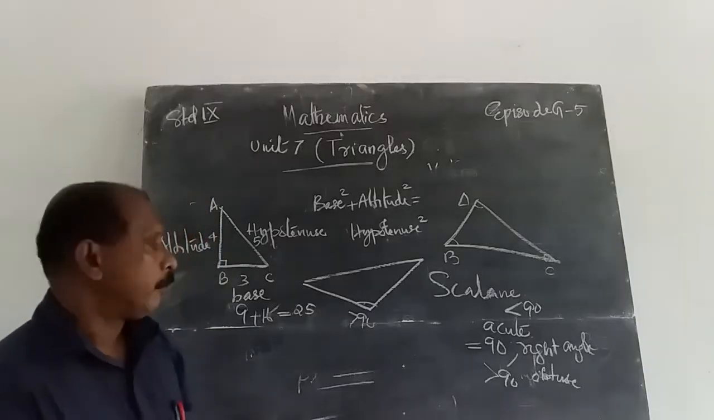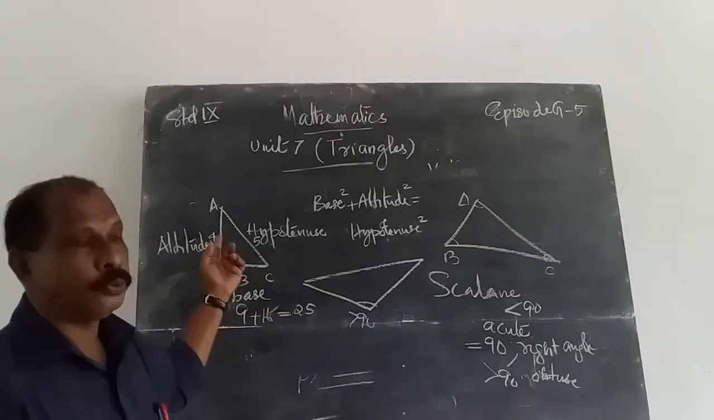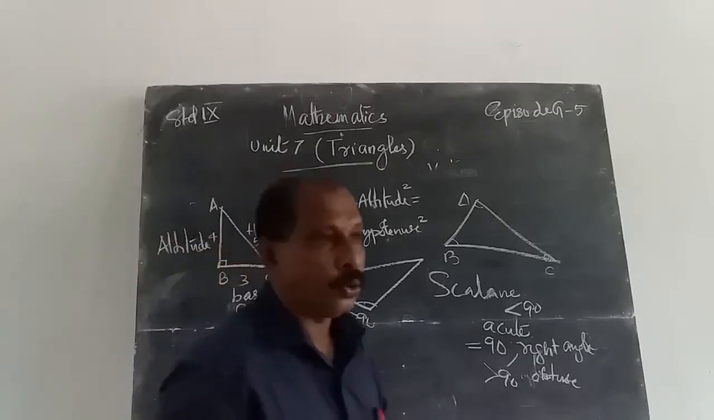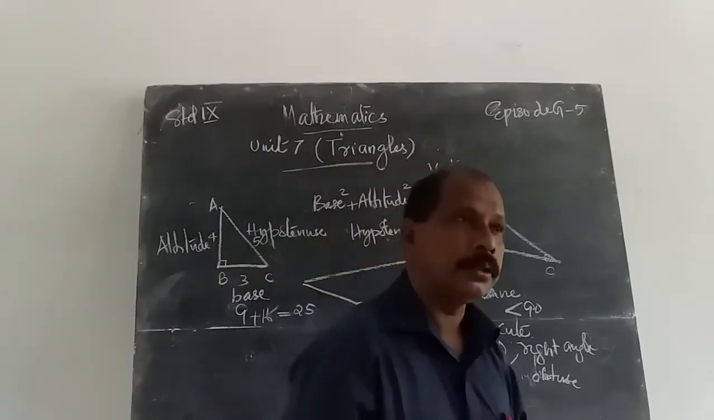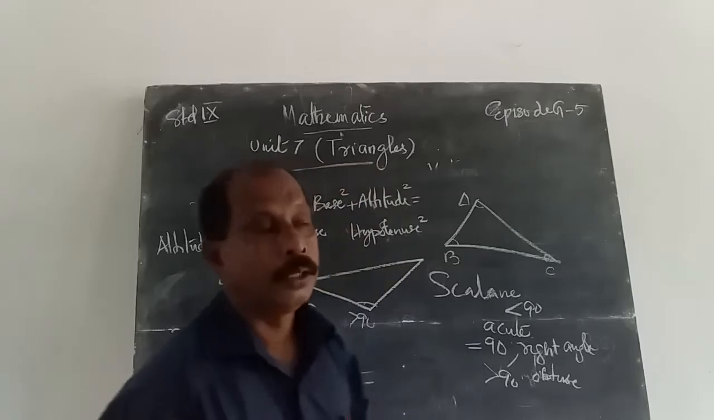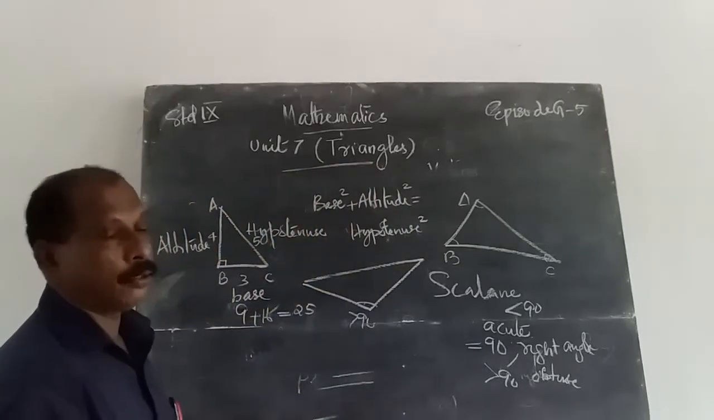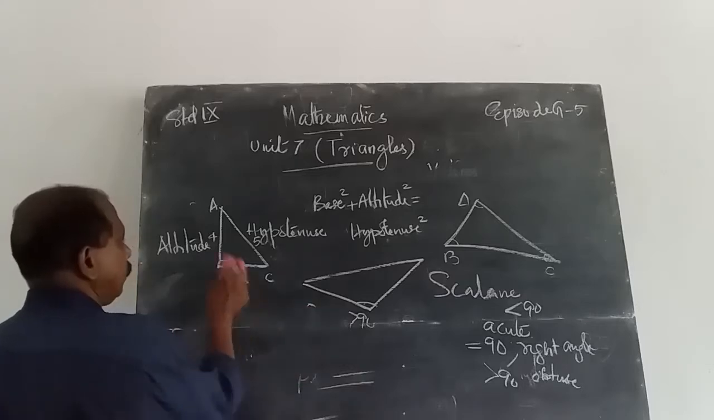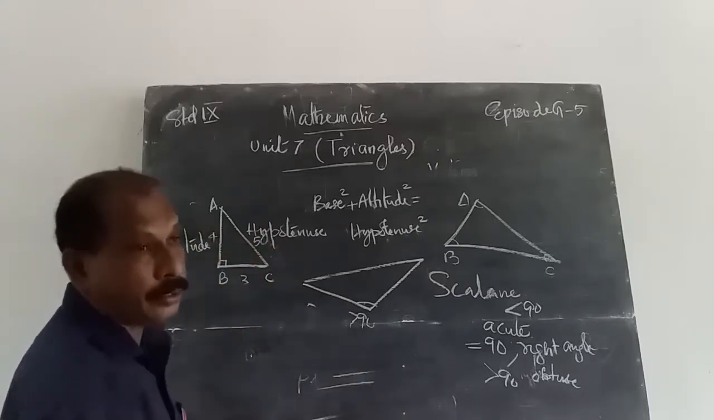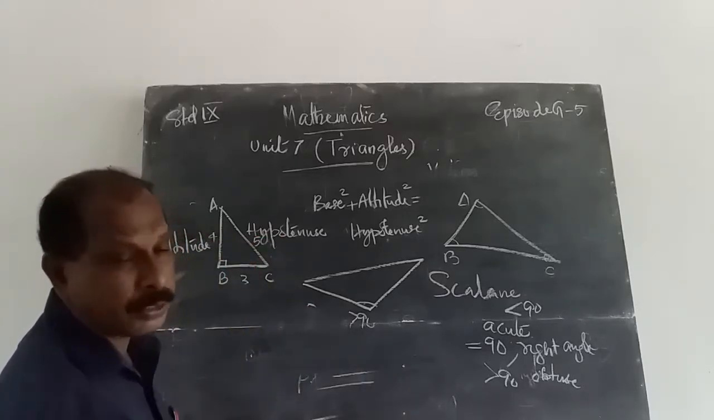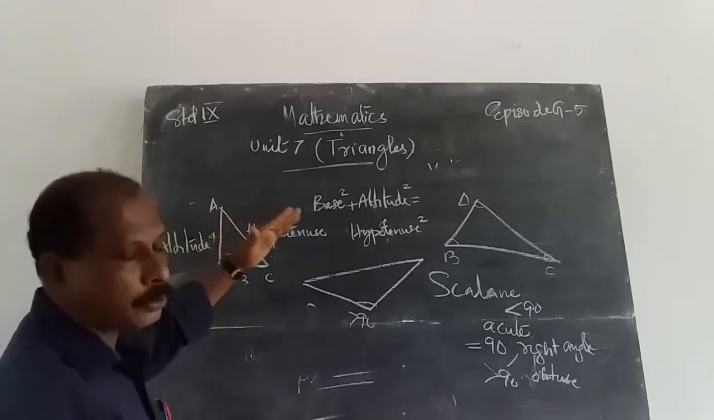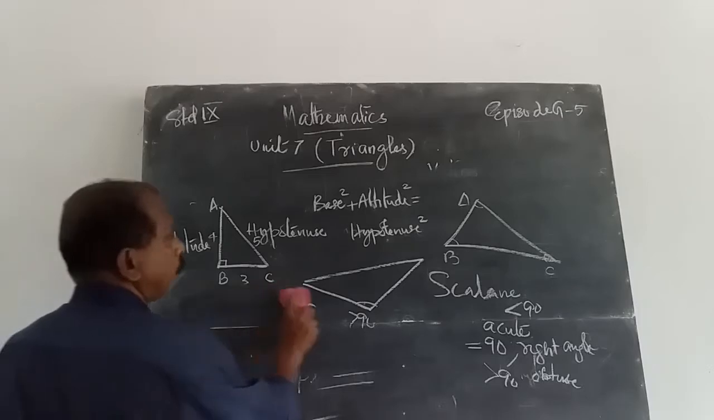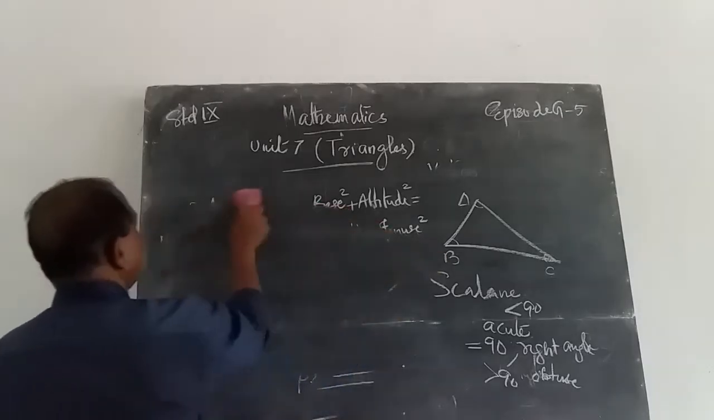Triplet means the sum of squares of the two smaller lengths is equal to the square of the larger length. That is known as Pythagoras triplet. So Pythagoras triplet means these are three sides of a right angle triangle. Similarly, base square plus altitude square is hypotenuse square. That is the Pythagorean relation of a right angle triangle.